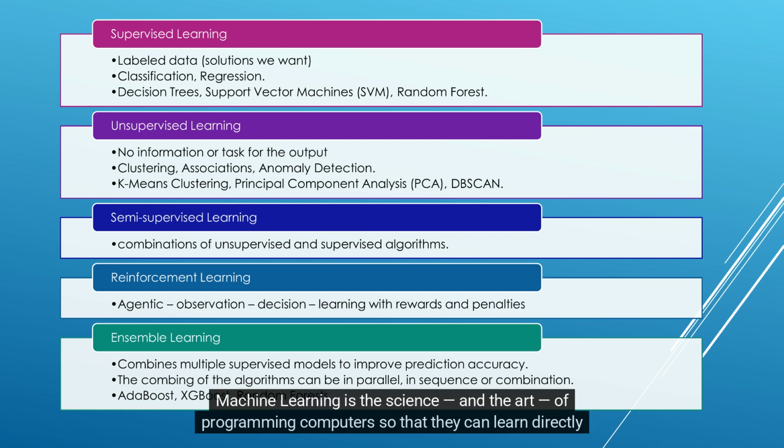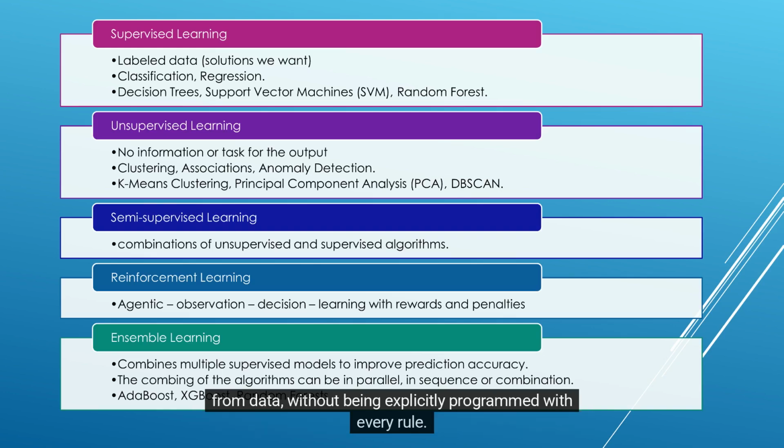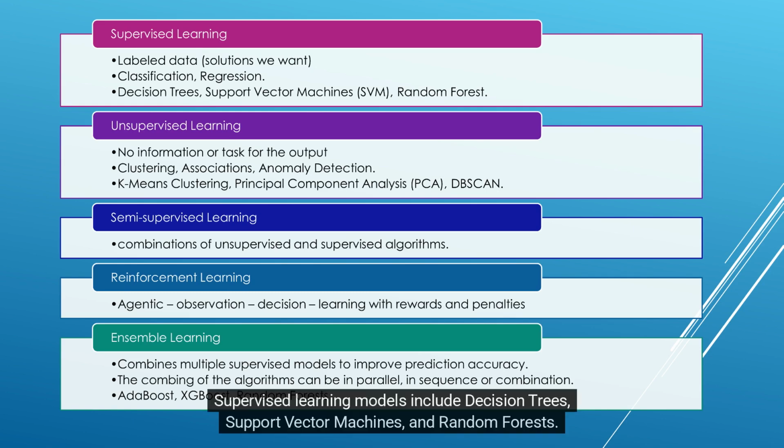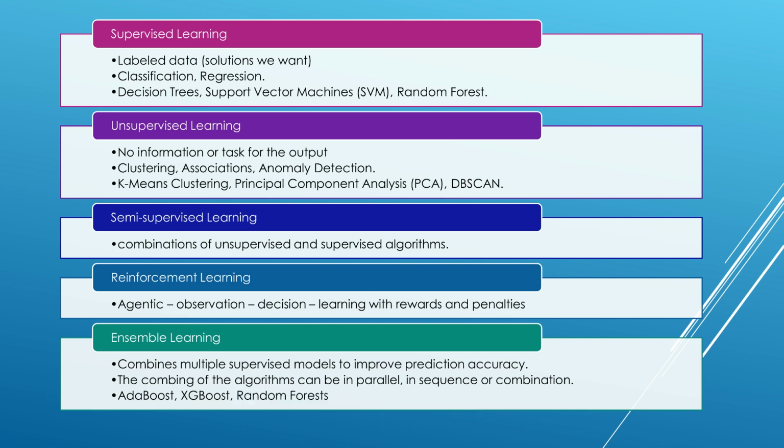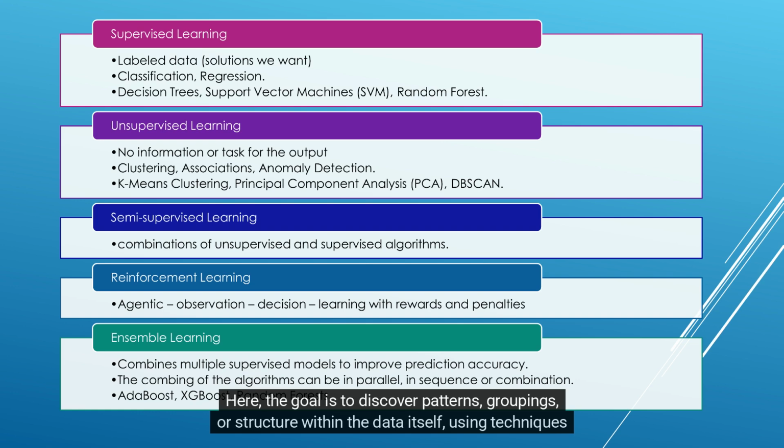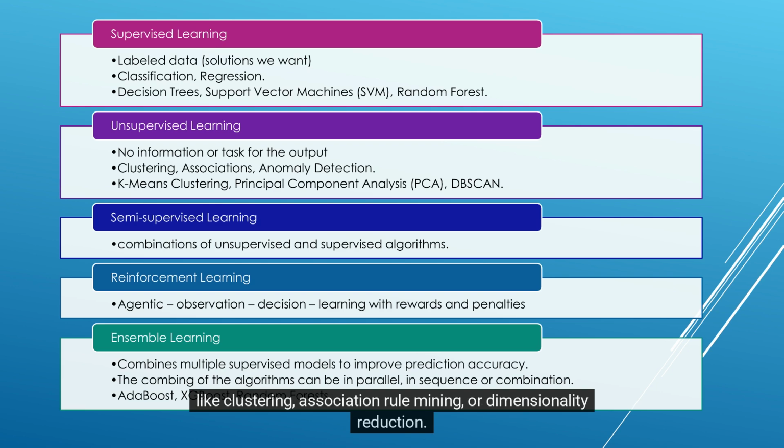Machine learning is the science and the art of programming computers so that they can learn directly from data without being explicitly programmed with every rule. Supervised learning models include decision trees, support vector machines, and random forests. In contrast, unsupervised learning works without labeled data. Here, the goal is to discover patterns, groupings, or structure within the data itself, using techniques like clustering, association rule mining, or dimensionality reduction. Examples include k-means, PCA, and DBSCAN.